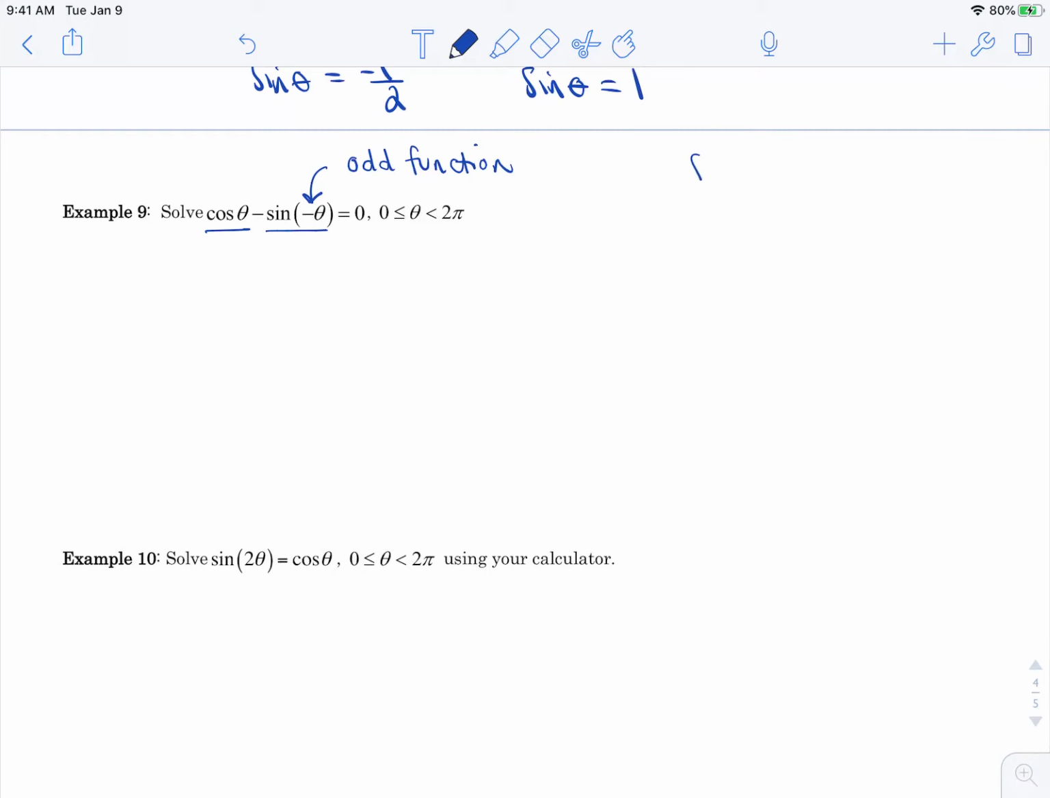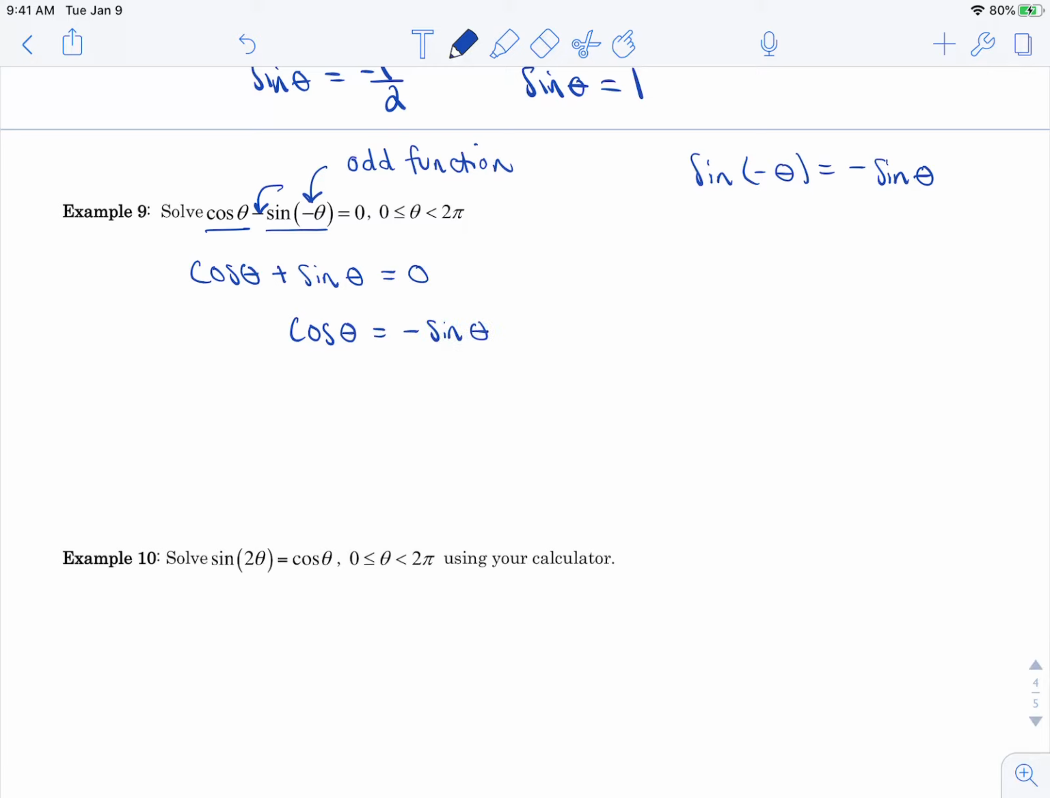What that means is when you input something that's negative, it negates your output. That's the definition of an odd function. So what I can do is rewrite this. If I put in a negative, it's going to make this opposite. So I can get this. You could think about, if you're looking at your unit circle, what could I add together that would give me 0? Another way I could look at this is, what if I move that sine over?